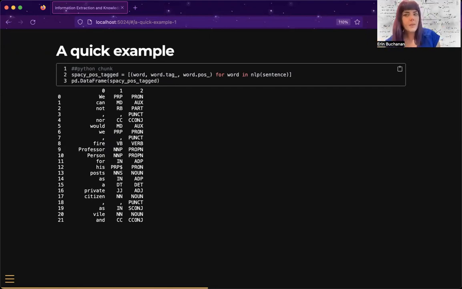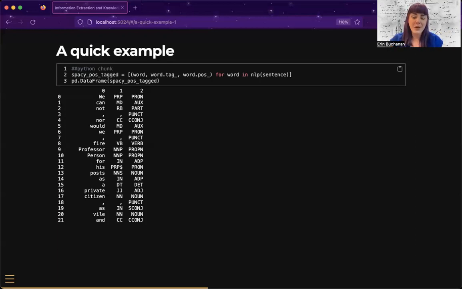Right? And what we see is we is a pronoun. Okay. Can is an interesting one. It's an auxiliary verb or a modal. It's the MD. Not here as a participle. Okay, punctuation, nor our conjunction. Would we, a modal verb and a pronoun. Fire. Now, fire, it did get correct. Okay, so it figured out that that is a verb, even though it's most commonly a noun.